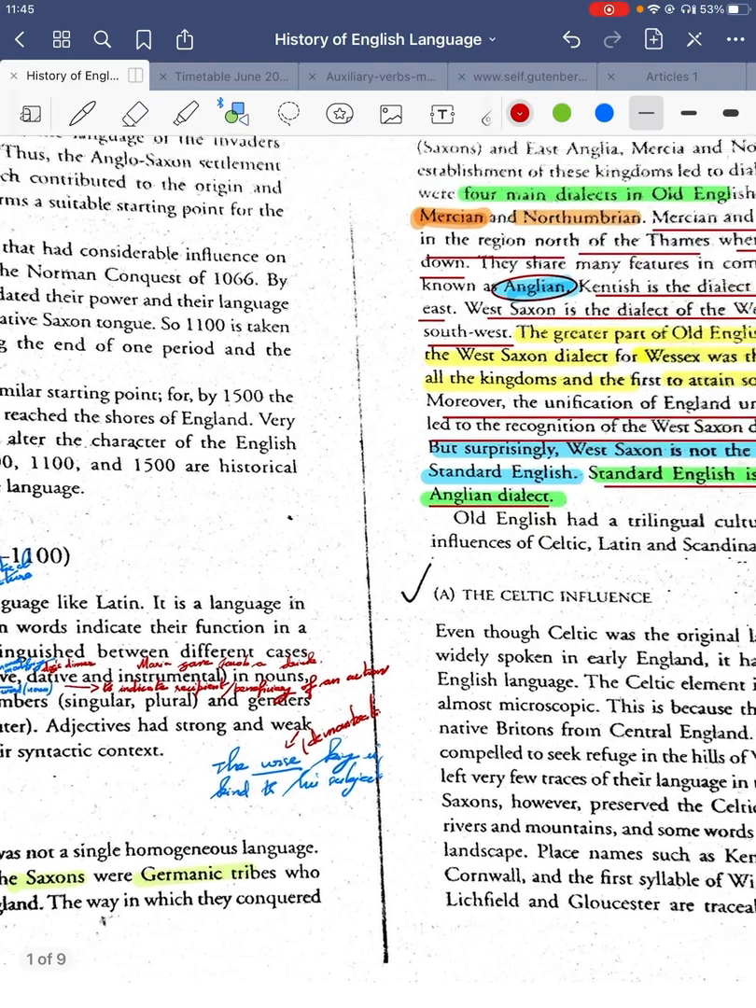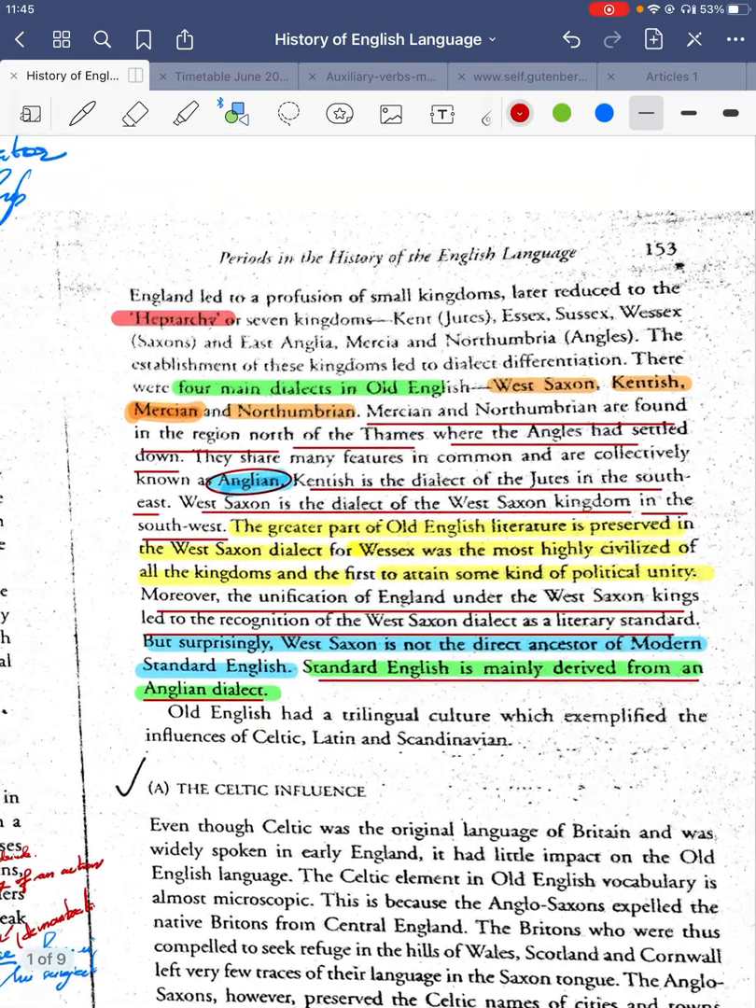The way in which they conquered England led to a profusion of small kingdoms, later reduced to seven. There were many kingdoms, not just seven, but later on they were all put together into seven kingdoms and together called the heptarchy. Kent was formed by Jutes; Essex, Sussex and Wessex by the Saxons; and East Anglia, Mercia and Northumbria by the Angles. That is how they formed the seven kingdoms of the heptarchy.